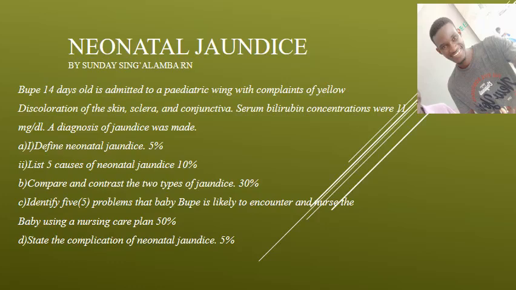The stem of the question for tonight reads: Bupe, 14 days old, is admitted to a pediatric wing with complaints of yellow discoloration of the skin, the sclera, and the conjunctiva. Serum albumin concentration was 11 milligrams per deciliter. A diagnosis of jaundice was made. So that is the stem of the question.